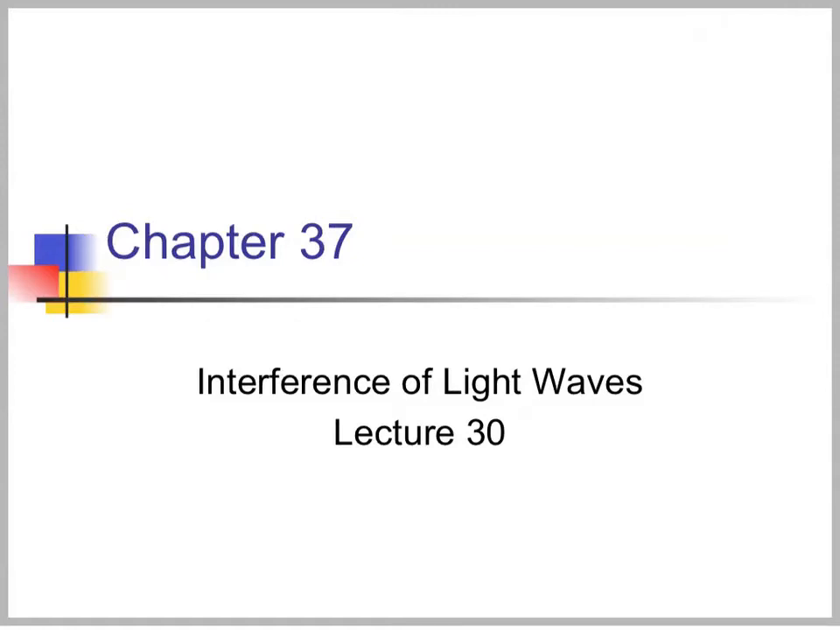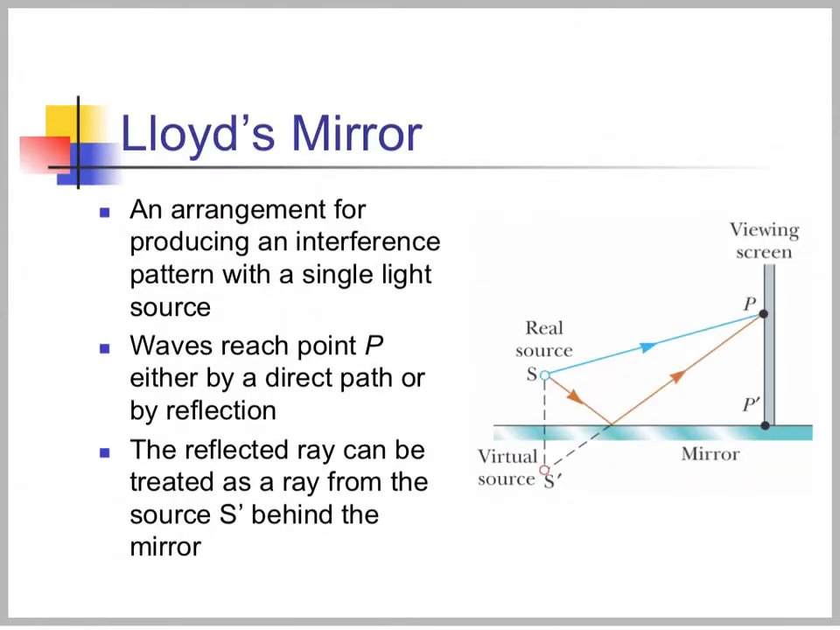This is Physics 2120, Lecture 30. Today we're going to talk about interference of light waves. The first thing I want to talk about is something called Lloyd's mirror. An arrangement for producing an interference pattern with a single light source is called Lloyd's mirror.